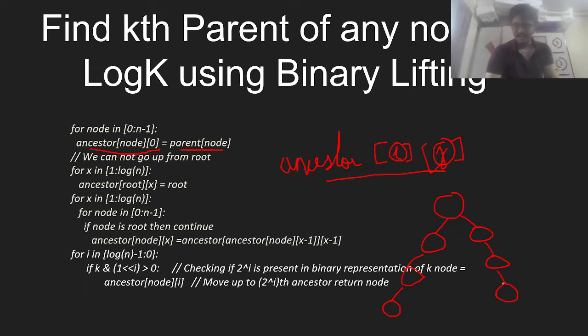So suppose let's say I have a tree like this and I know all the ancestors where j is equal to 1. I know all the 2 raised to 1th ancestors of all the nodes. So using this data, can anybody tell me how would we find the 2 raised to 2th ancestor? Right, suppose for this node I know that the second ancestor is this one. For this node I know the second ancestor, this one. So how would we find the 4th ancestor?